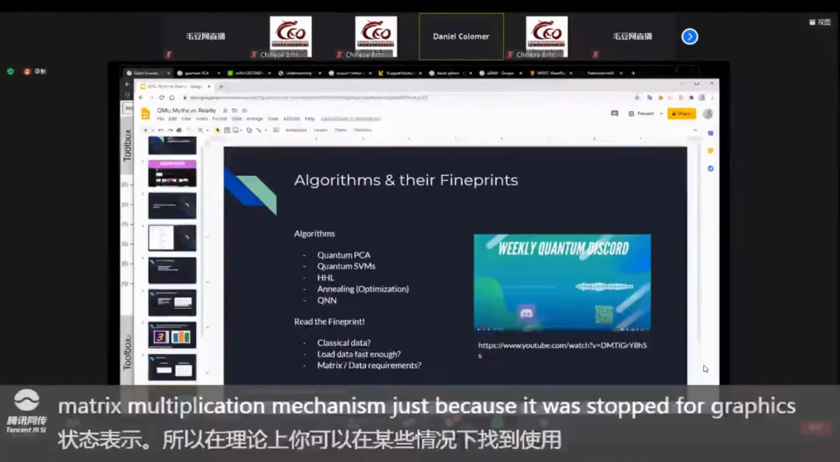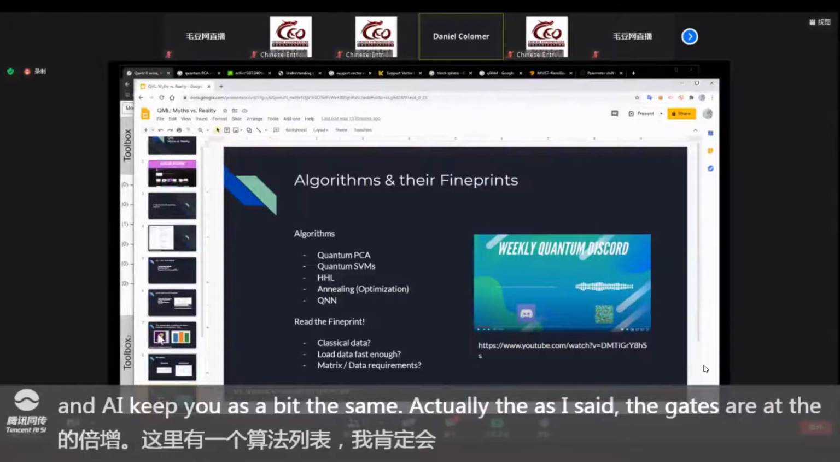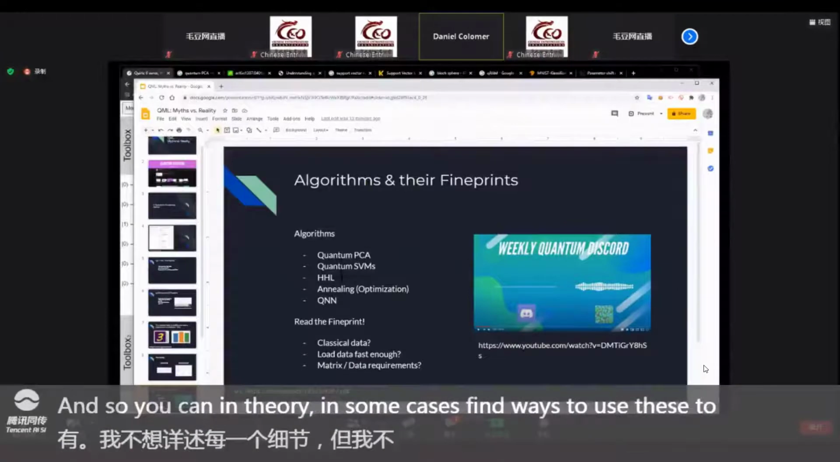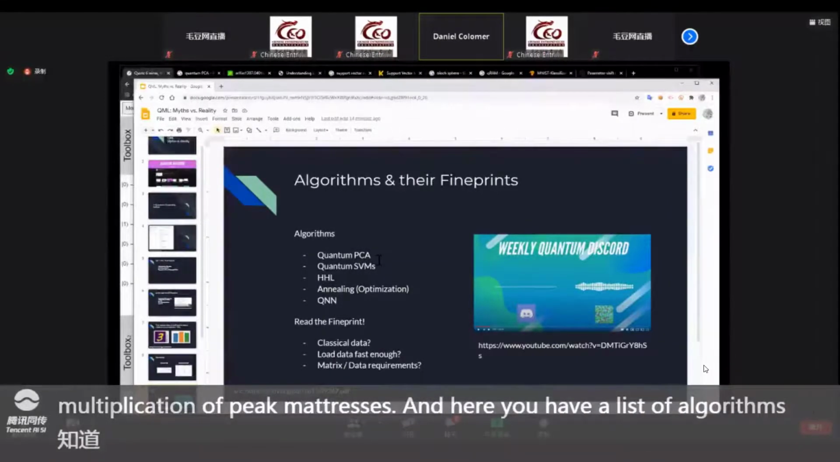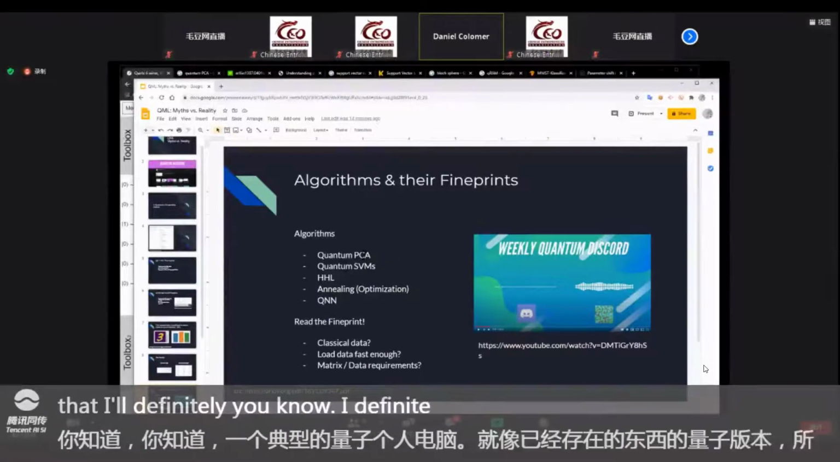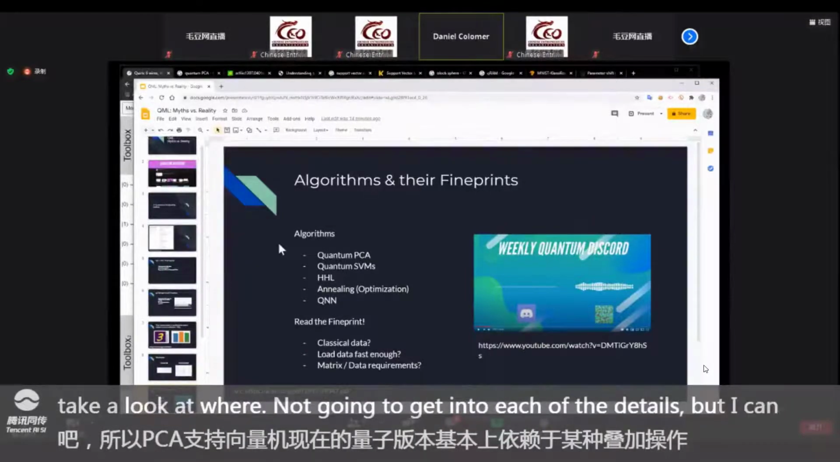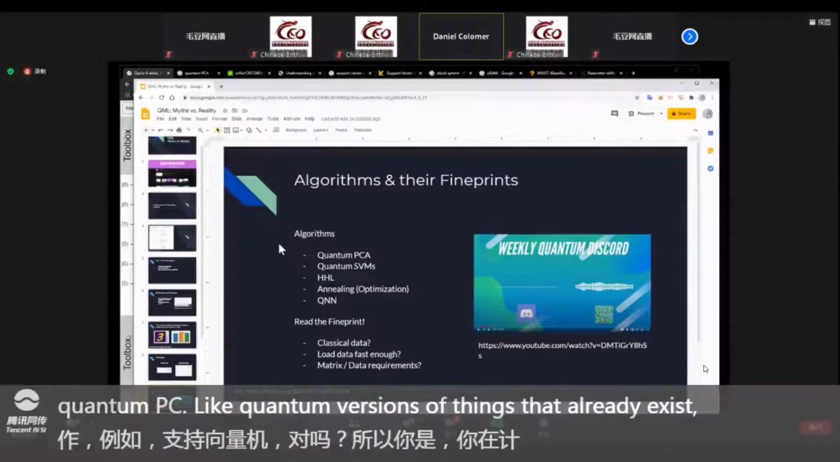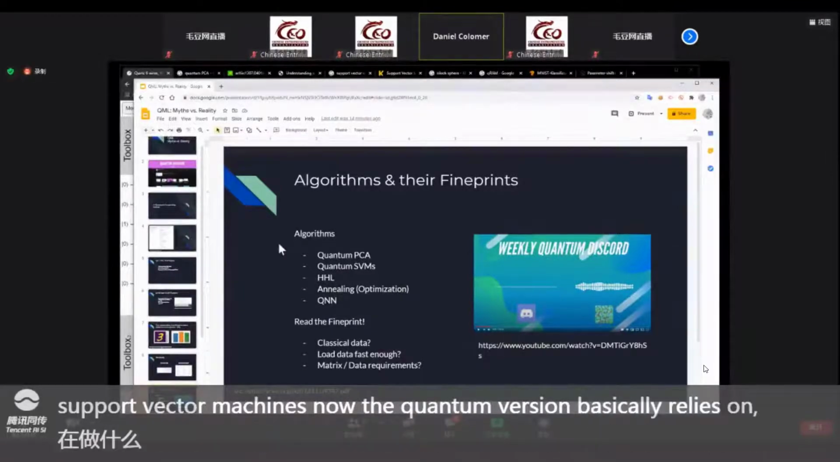And here you have a list of algorithms that I definitely recommend that you go and take a look at. We're not going to get into each of the details, but I can talk a little bit about them. You've got your typical quantum versions of things that already exist, right? So PCA, support vector machines. The quantum version relies on operating on superposition. For example, for support vector machines, you're calculating the kernels in superposition, and so you're parallelizing that a bit more, right?